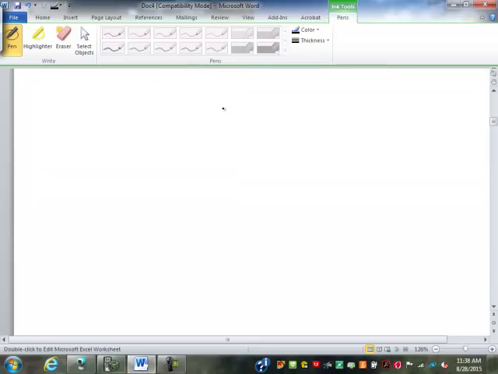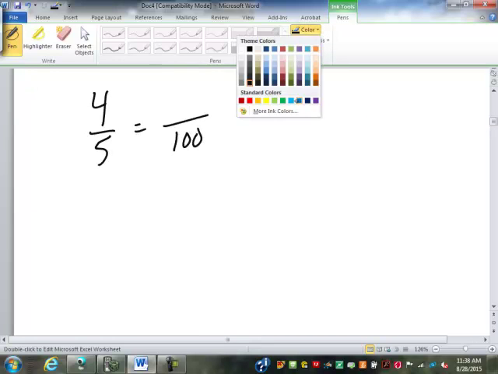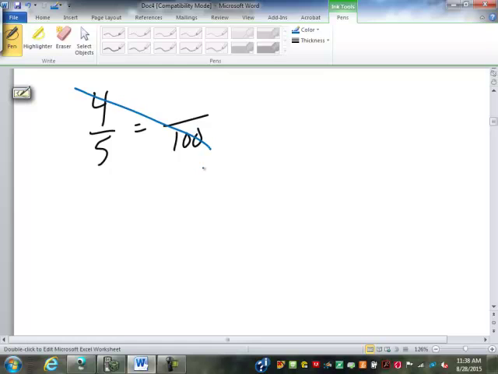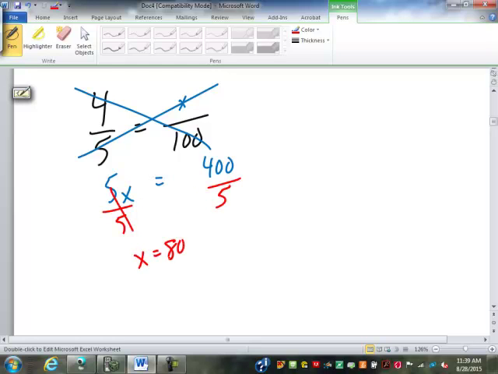So let's use that. Let's say we have 4/5. If I want to turn that into a percent, I'm going to cross multiply. 4 times 100 is 400. I'll put an x here. 5 times x is 5x. How do I solve it? Divide by 5. So x equals 80. So this is 80%.